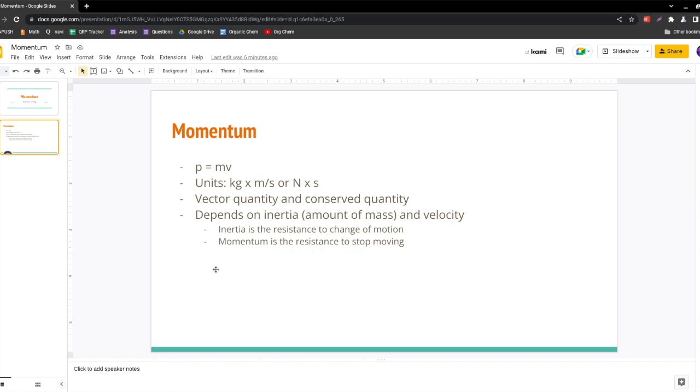And then the way we calculate it is P equals mv. P is the symbol for momentum, m is mass, and v is velocity. So mass times velocity. Units are going to be kilograms times meters per second, or basically newton-seconds.